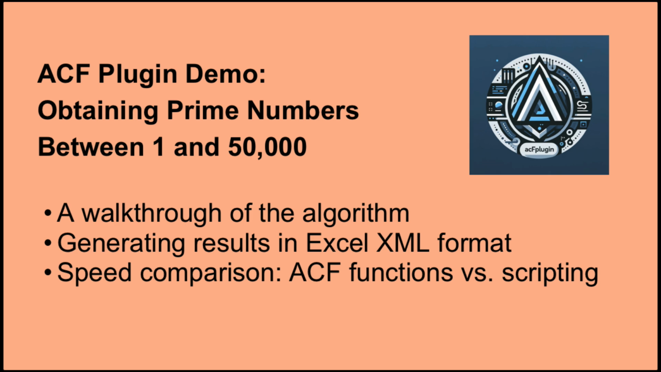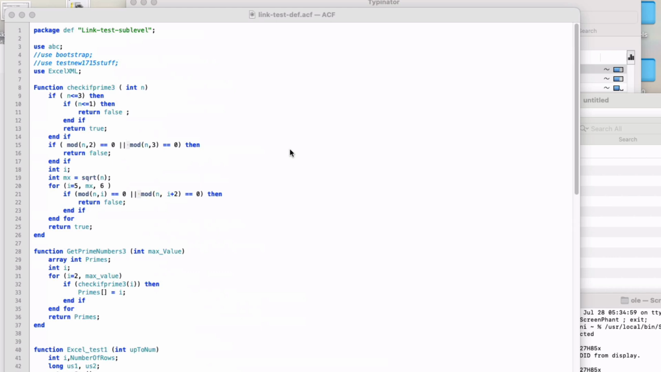Here is an example of how to implement the calculation of prime numbers. We want an Excel spreadsheet containing all the prime numbers up to a given value given as a parameter to the function. There are 3 functions in this example. One is to determine if a given number is prime or not. Let us look at this function.